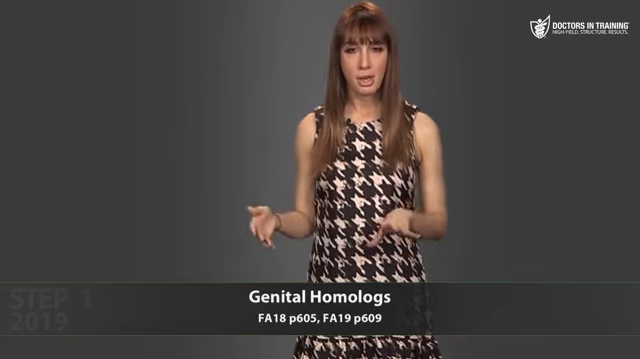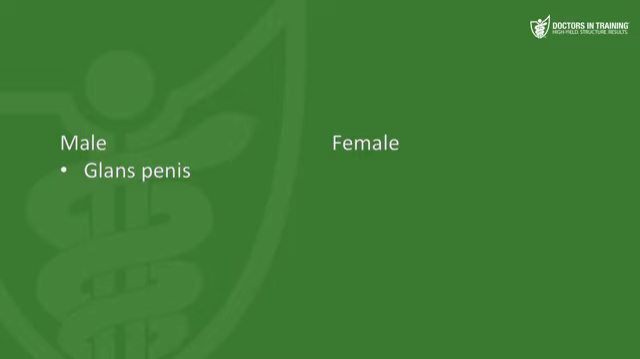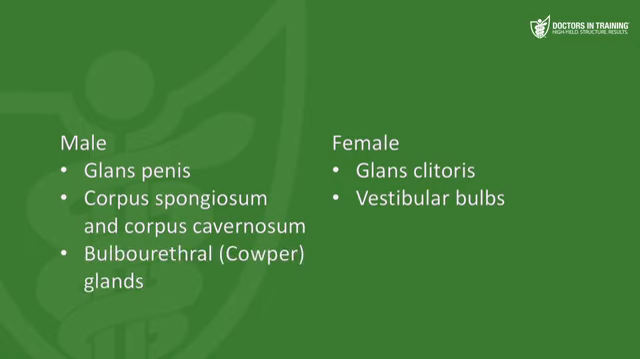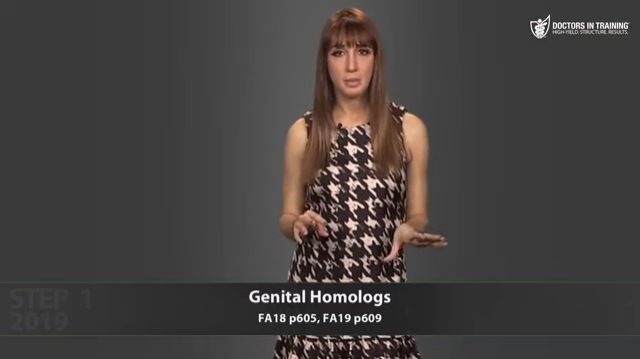The male external genitalia have specific homologous counterparts in the female and vice versa. These male-female genital homologs are another high-yield topic, about 3 stars, possibly 4 stars. The glans penis in the male is homologous to the glans clitoris. The corpus spongiosum and the corpus cavernosum, which cause erections, are homologous to the vestibular bulbs. The bulbourethral glands, or Cowper glands in male, are homologous to the greater vestibular glands, or Bartholin glands in females.